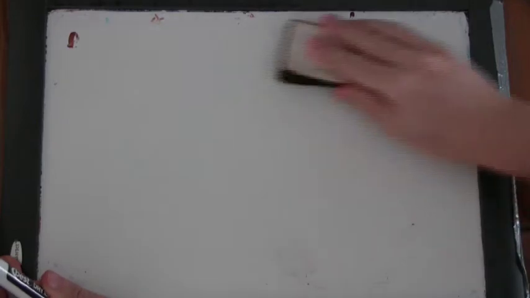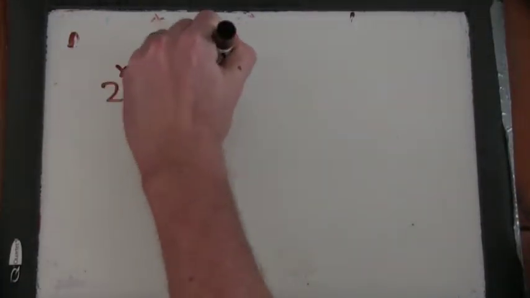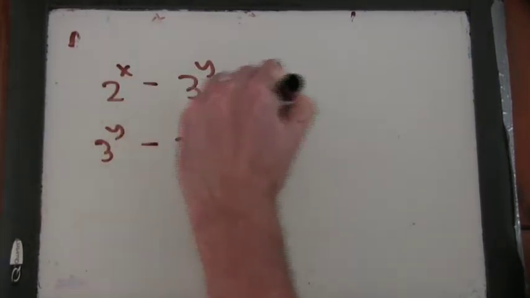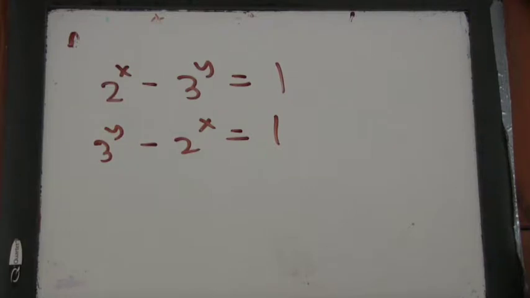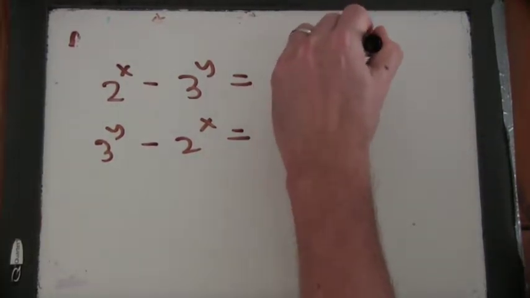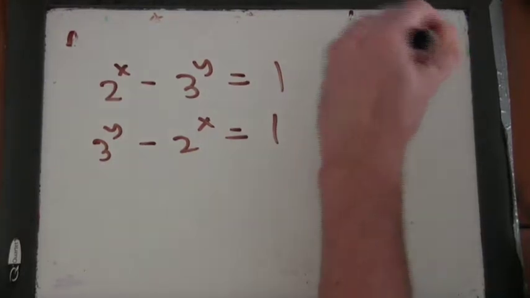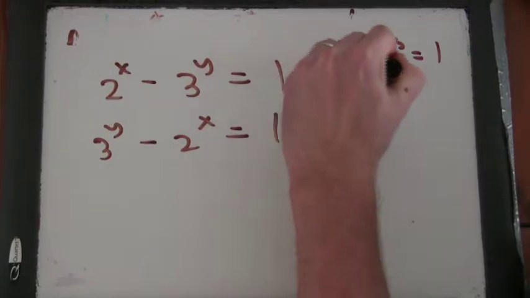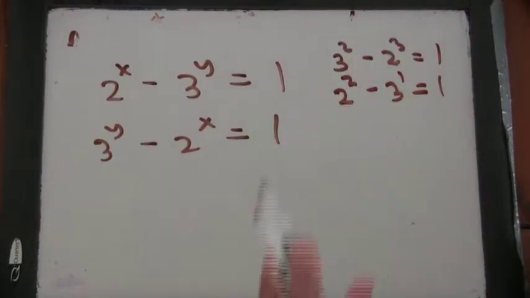Can we say anything if 2 to the x minus 3 to the y equals 1, or if 3 to the y minus 2 to the x equals 1? Okay, so we have some examples, like 3 squared minus 2 cubed equals 1, and we also have 2 squared minus 3 to the 1 equals 1, for example.